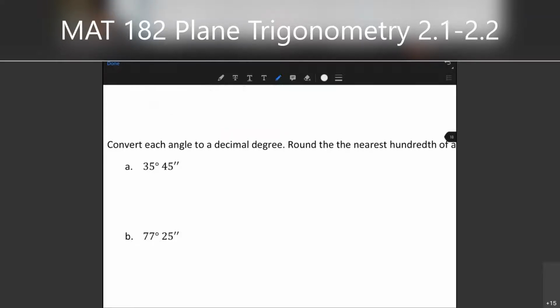So let me change these. This would just be a minute there. So you can change that in your notes as well. I forgot to change those. So just make those a minute calculation.